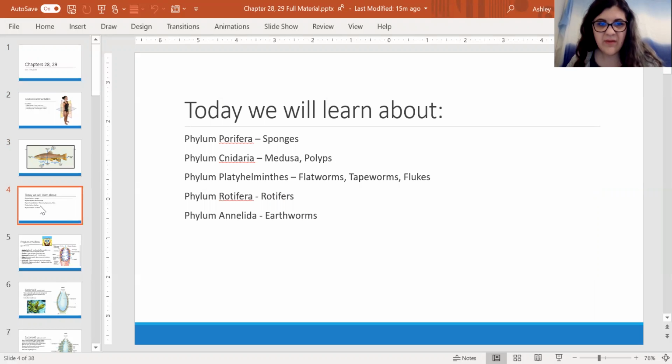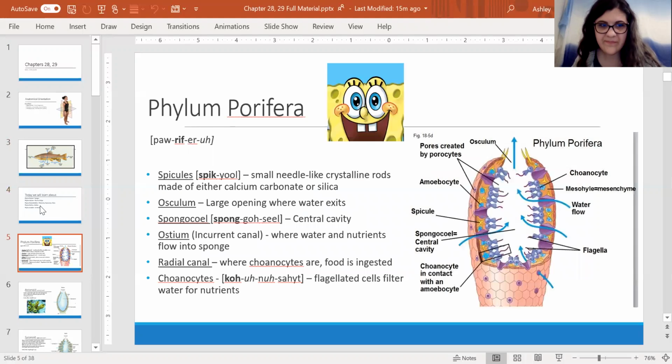In this chapter, we look at a wide variety of invertebrates, and we will see anywhere from sponges to earthworms. Here in the Phylum Porifera, which is sponges, there are different components of sponges that we'll look at by picture. The first one is spicules, which are crystal rods that help with protection and support.